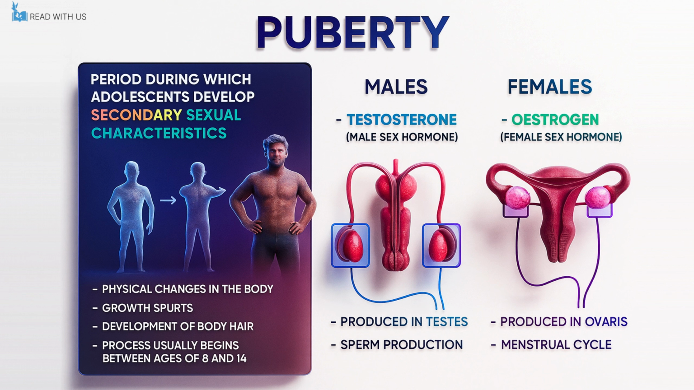In males, the primary hormone responsible is testosterone, which is the male sex hormone. This hormone is produced in the testes and is crucial for triggering both the physical changes and the production of sperm. In females, puberty is driven by the hormone estrogen, which is the female sex hormone. Estrogen is produced in the ovaries and is responsible for initiating the menstrual cycle, as well as physical development associated with female puberty. Before diving deeper into the menstrual cycle, it is helpful to first understand where all of this takes place within the body.